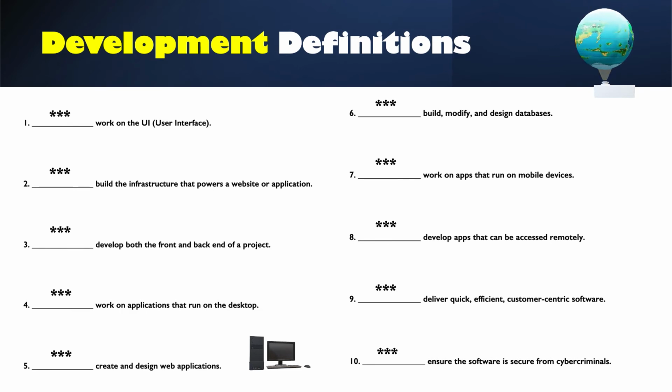9, DevOps engineering, deliver quick, efficient, customer-centric software. Finally, 10, security development, ensure the software is secure from cyber criminals. Security development would be okay. The one in the book is security engineering, but both would be acceptable in writing tests or in spoken circles.